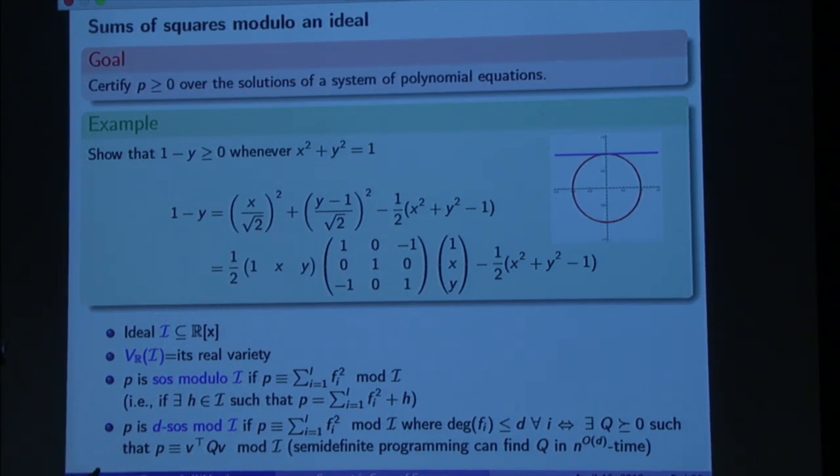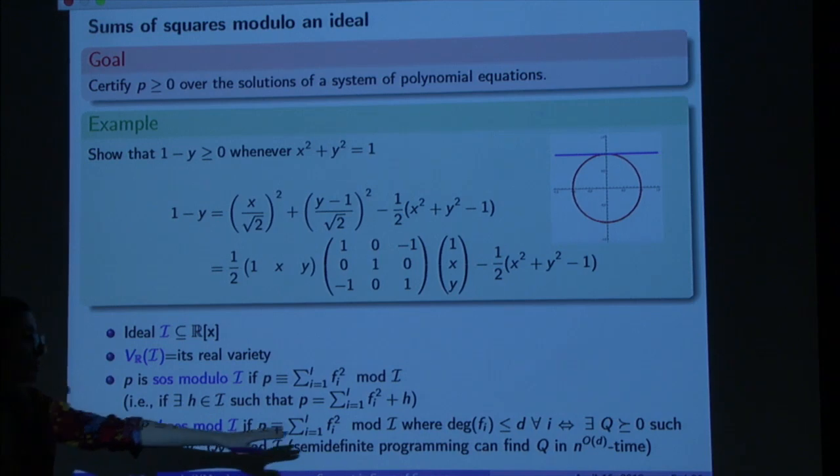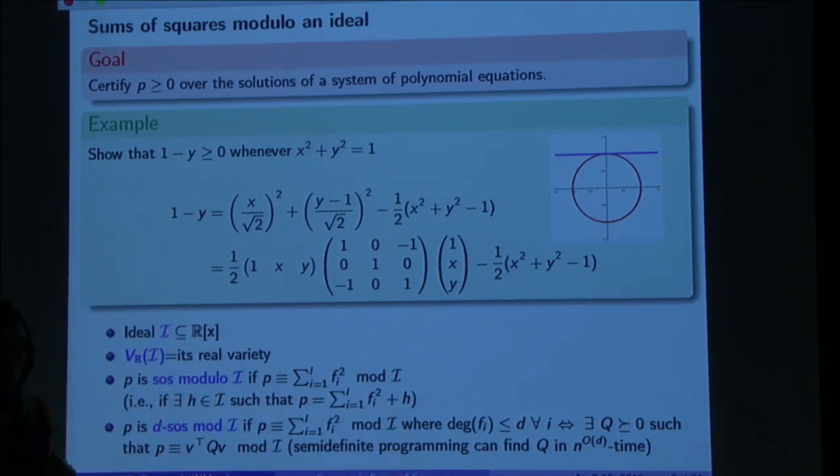So the bigger the degree you have to use, the longer it will take to solve. This is n to the order of the degree. That means that if your degree is a constant, then you can do this in polynomial time. If d is not a constant, then you're screwed, right? This is assuming you can do semi-definite programming, assuming you have an explicit representation of the ideal.